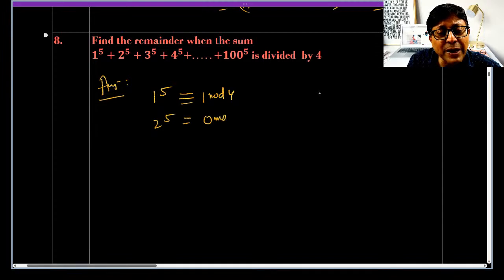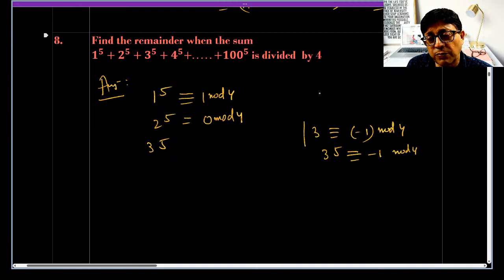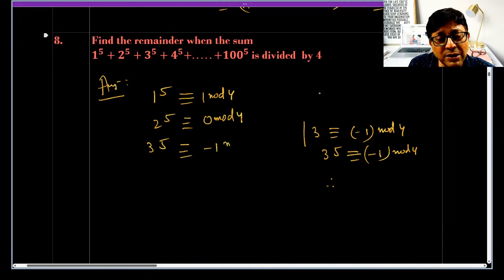For this kind of sum we need a pattern where it gets cancelled. Some may sum to 1, some may be 0, like that. So it is 0 mod 4. 3 to the power 5 is how much? You know, 3 is congruent with minus 1 mod 4. So 3 to the power 5 is congruent with minus 1 mod 4. So therefore this will give us minus 1 mod 4.